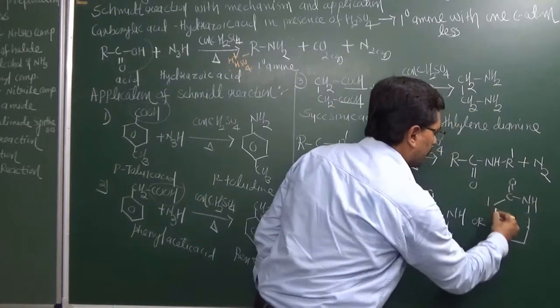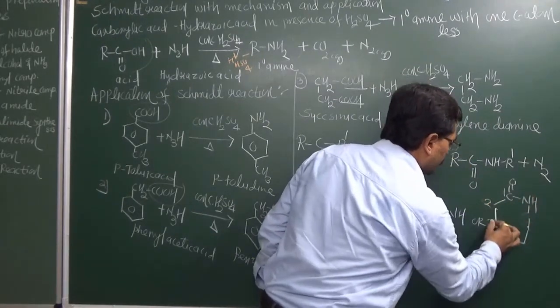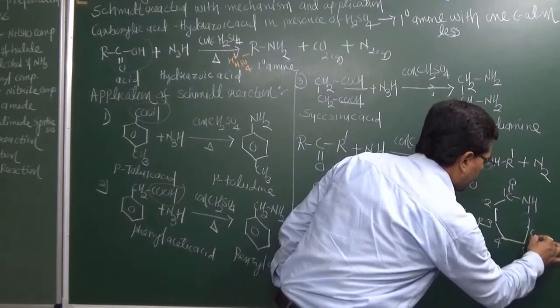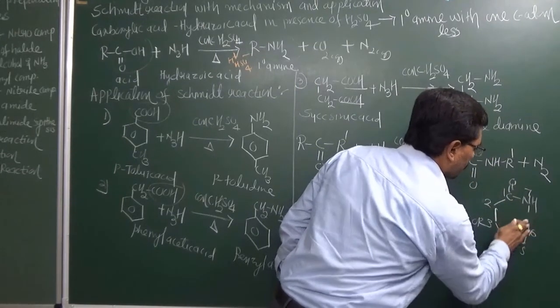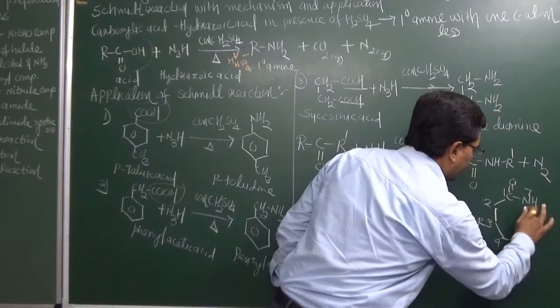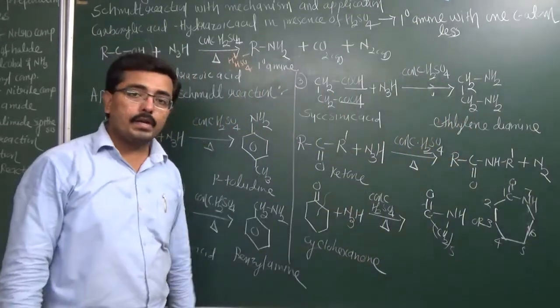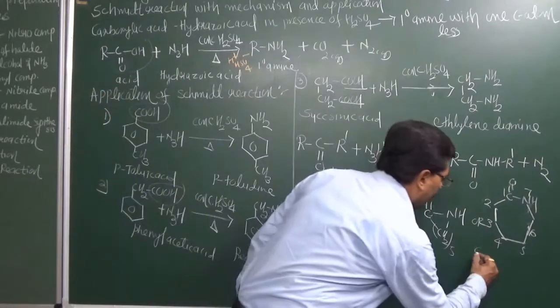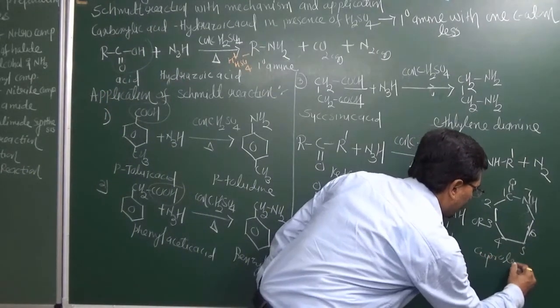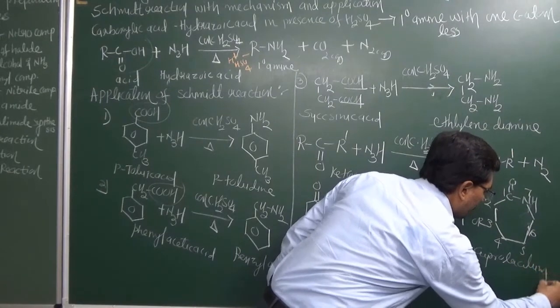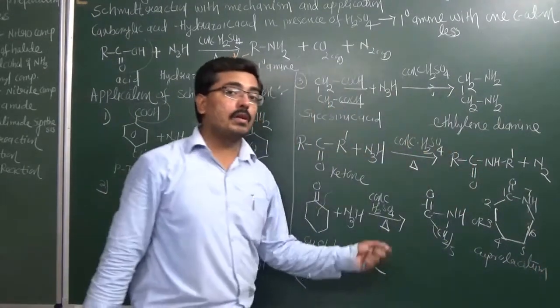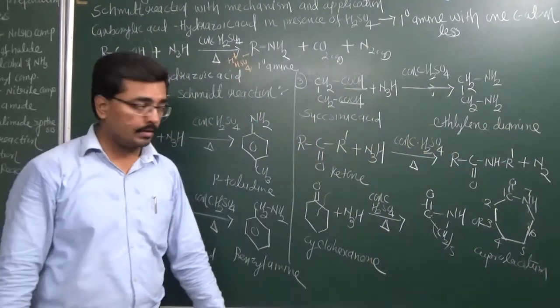You can check the number of carbon atoms: 1, 2, 3, 4, 5, here 6 and here 7. So as a result we get a 7-membered ring. The structure obtained is known as caprolactam. You know very well, caprolactam is a very important thing. Nylon 6 polymer can be obtained from caprolactam.